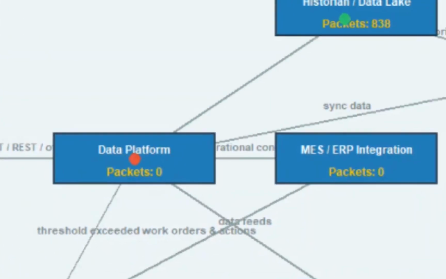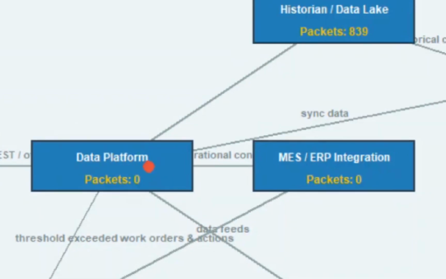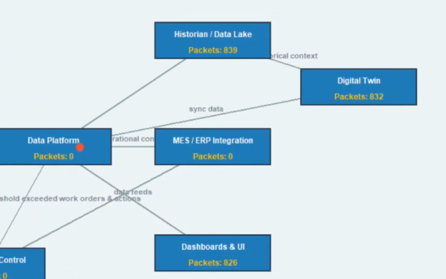When the packet reaches the data platform, a conditional decision is executed. If the packet severity is critical, the data platform instantly alerts the MES or ERP system. This ensures that supervisors and production planners are notified immediately. The event is also recorded in the historian data lake and reflected in the digital twin for future analysis.